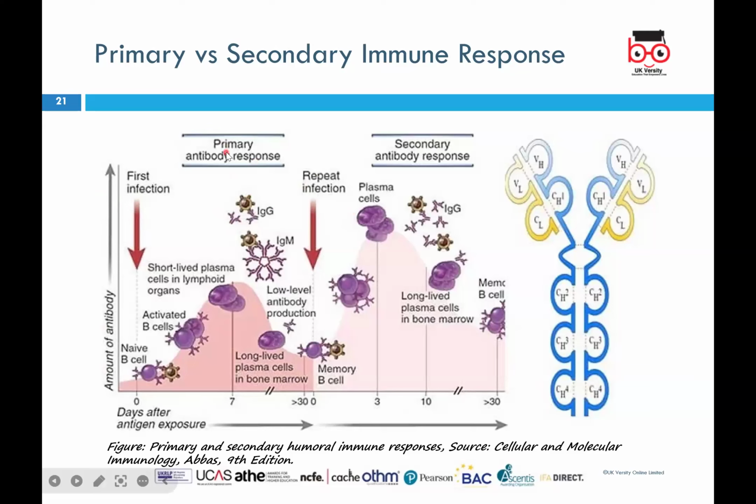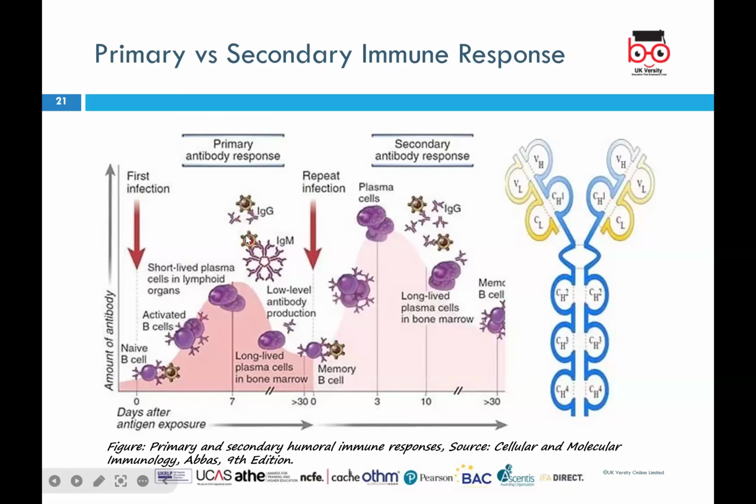This is again showing the primary response and then the secondary response, which is a repeat infection. So in this first infection, you have your naive B cells which are there already. Think of this as the IgM. So there are activated B cells and then short-lived plasma cells in the lymphoid organs. So you have IgM here and you have IgG, as I said to you.